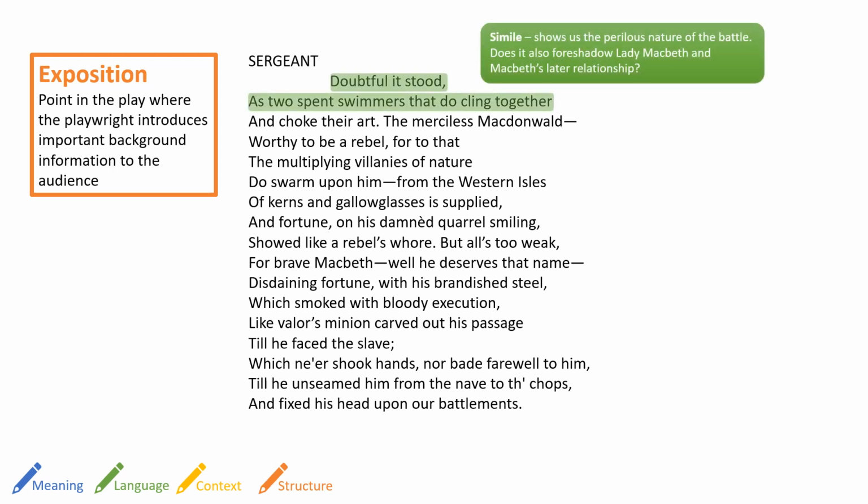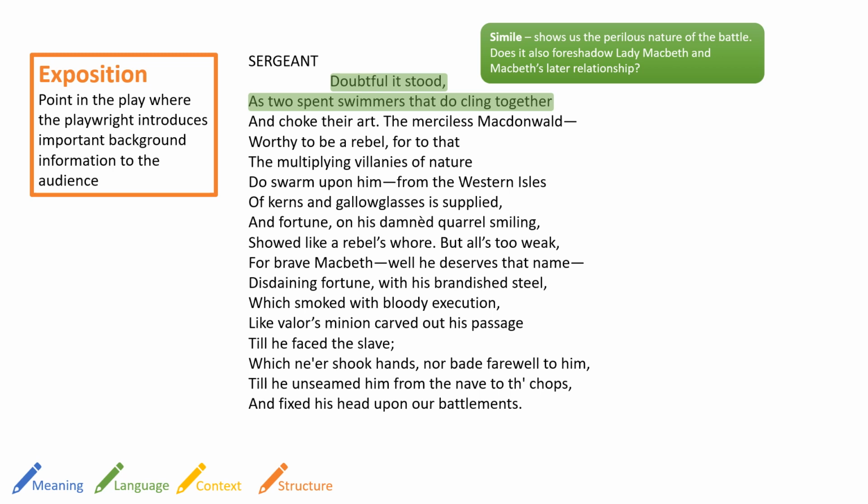The sergeant comes up initially telling us about the battle. "Doubtful it stood as two spent swimmers that do cling together." That's an awesome image. Imagine two people drowning in the river, trying to save each other by grabbing onto the other one, but in doing so, pulling each other down into the water. That's the image of King Duncan's generals there, desperately trying to save themselves, but in doing so, pulling each other down. It's a dangerous battle.